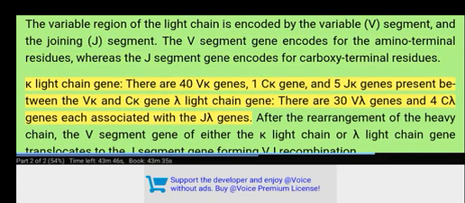Kappa light chain gene: there are 40 V kappa genes, 1 C kappa gene, and 5 J kappa genes present between the V kappa and C kappa gene. Lambda light chain gene: there are 30 V lambda genes and 4 C lambda genes, each associated with the J lambda genes.